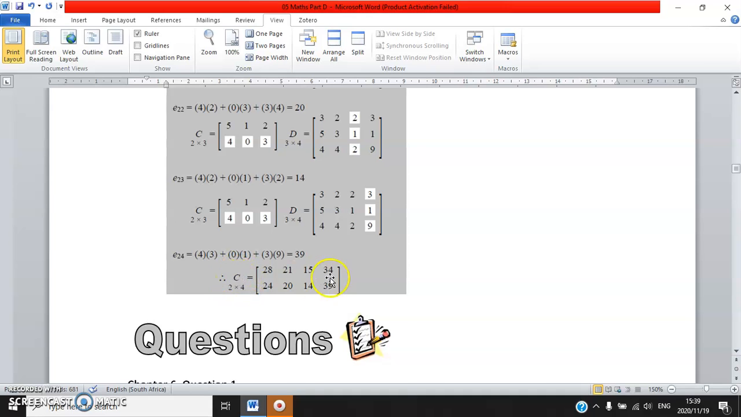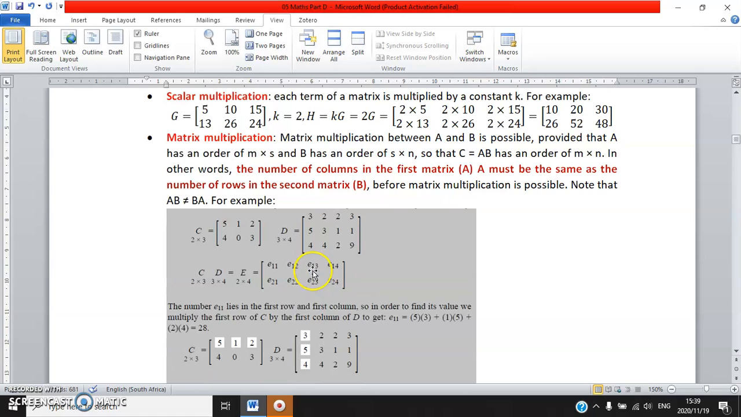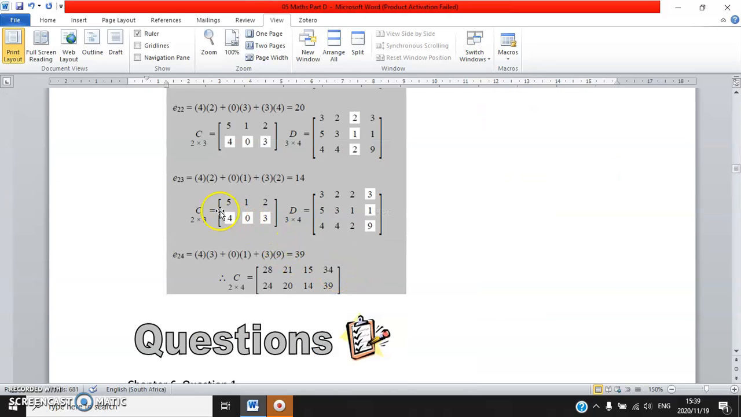This is the matrix E. Okay, and then let's randomly do one more. Let's say this one, E24. How can we derive that? Then it means we need to use the information from the second row of the first matrix and the fourth column from the second matrix. So here, second row and then fourth column.